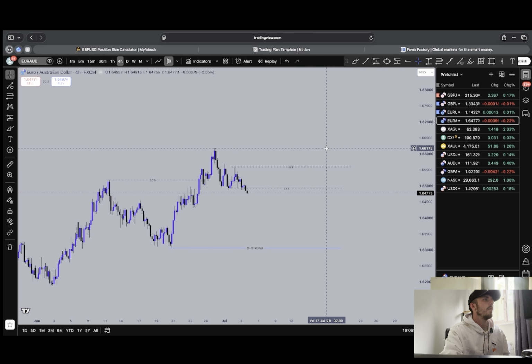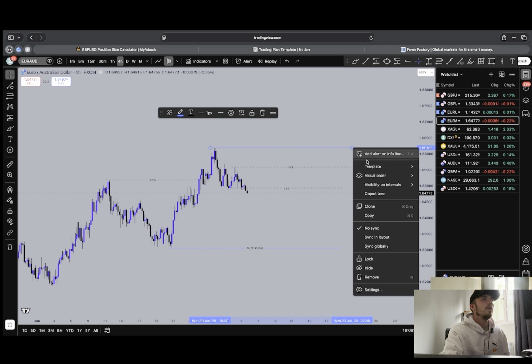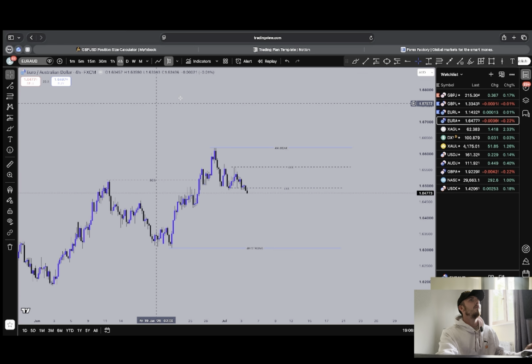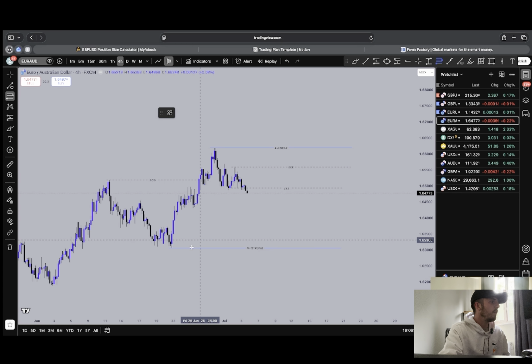4 hour strong. Most recent high. 4 hour weak. Just like that. Map out your range using your fib retracement tool.